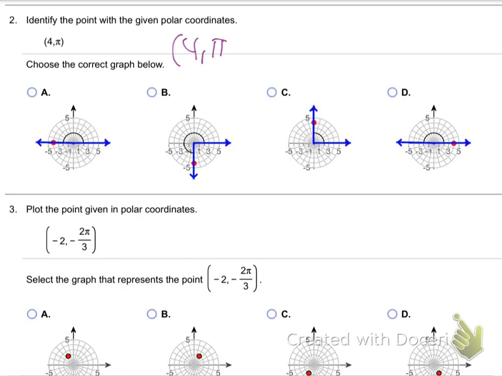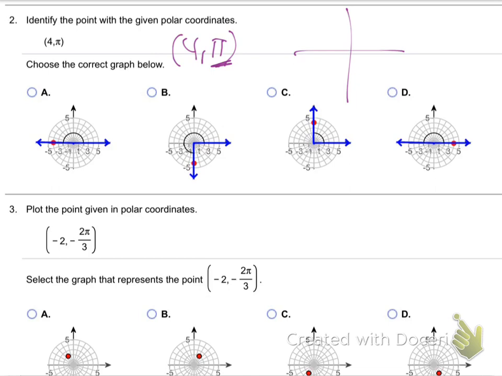So 4, pi. Locate that point. Which one of those? So aim the cannon at pi. So it's funny. I think they should have done it in reverse order. Like I always start with the angle. I don't start with the number. I don't know why they did it that way, but whatever. Wasn't up to me.